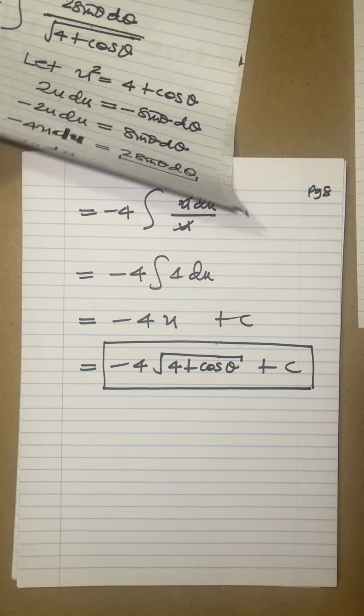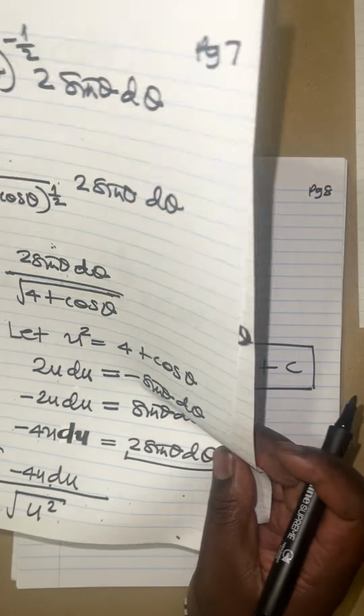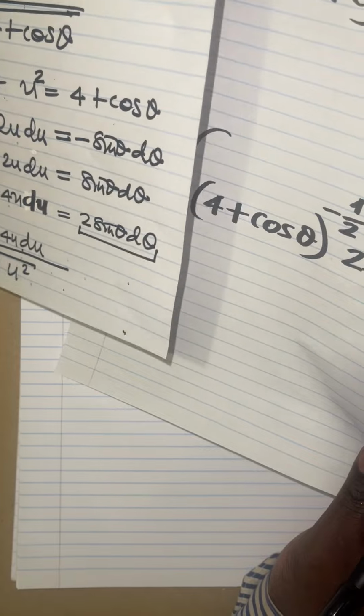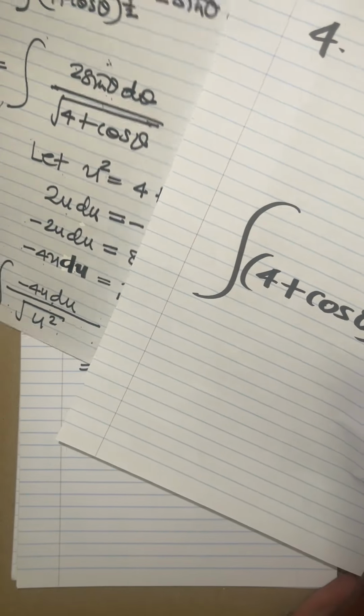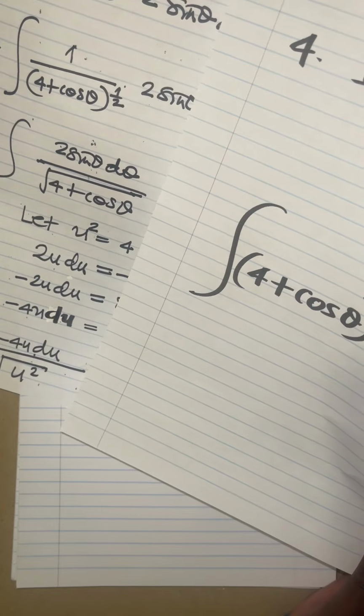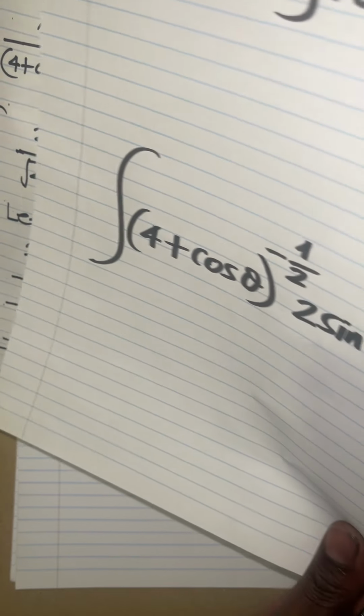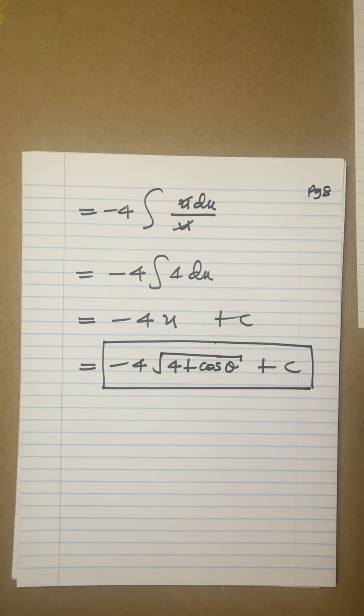So basically it looks like a trig substitution question, but it's u substitution. So u substitution is very critical. It can be applied even in expressions that involve trig functions. So just be on the lookout for that.